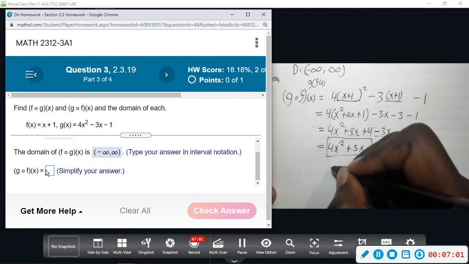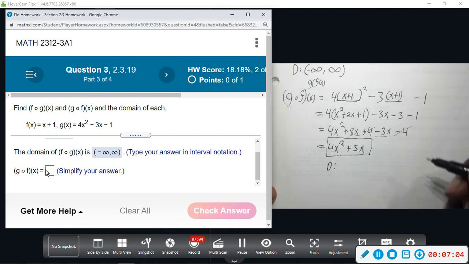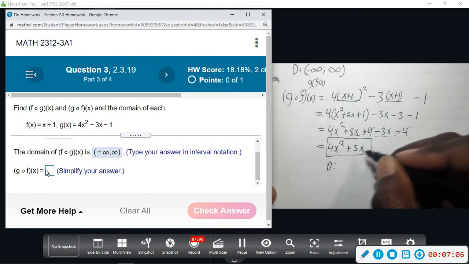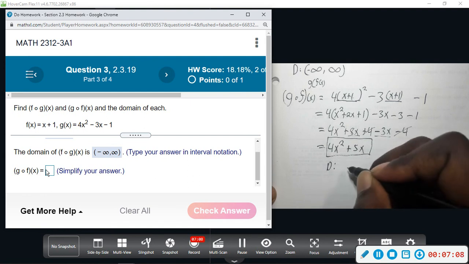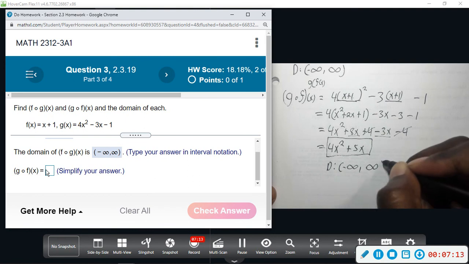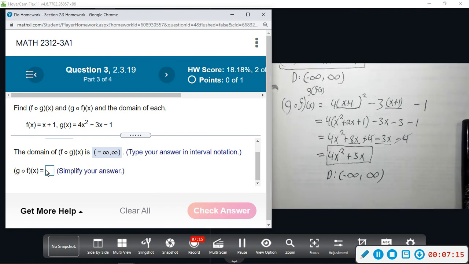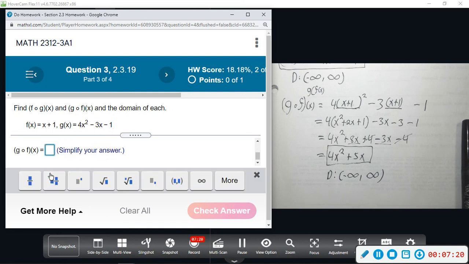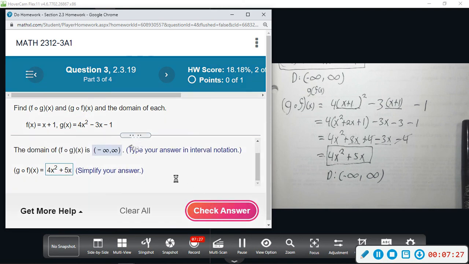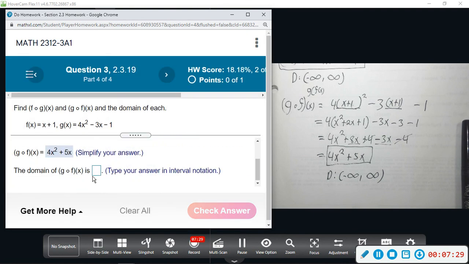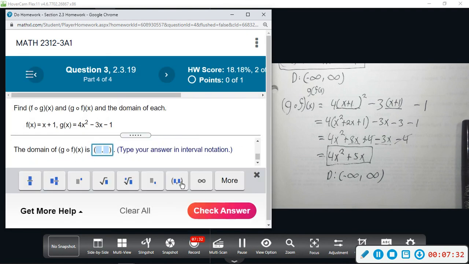And then again, when we find the domain, there are no square roots, no fractions, no logs. So domain is negative infinity to positive infinity. So g of f of x is 4x squared plus 5x. And domain was negative infinity to positive infinity.